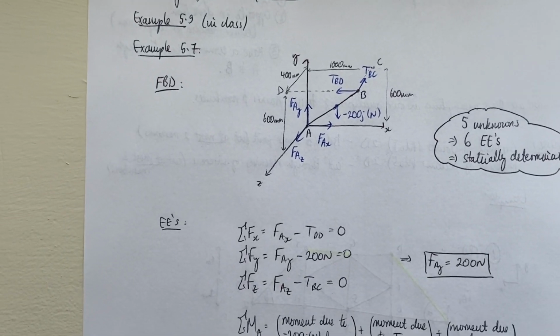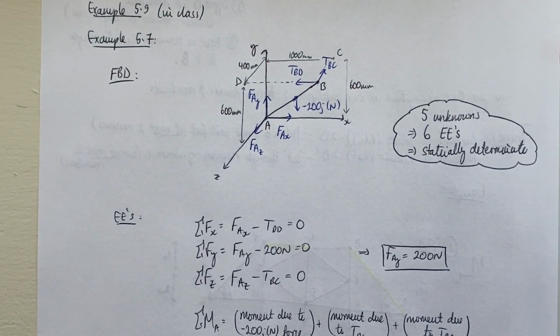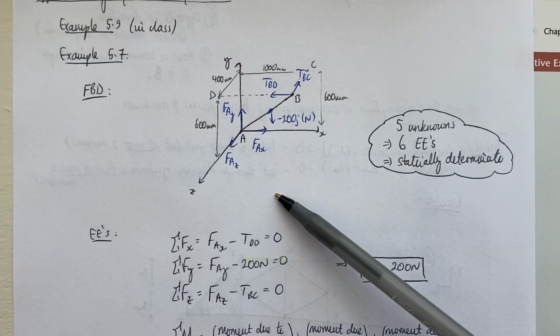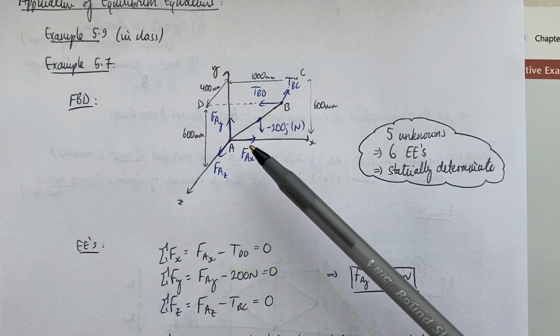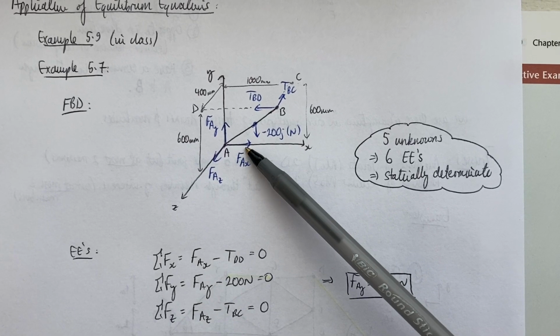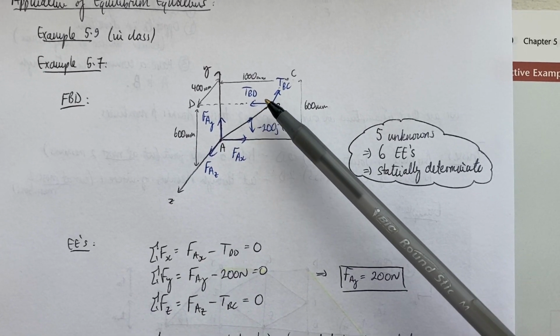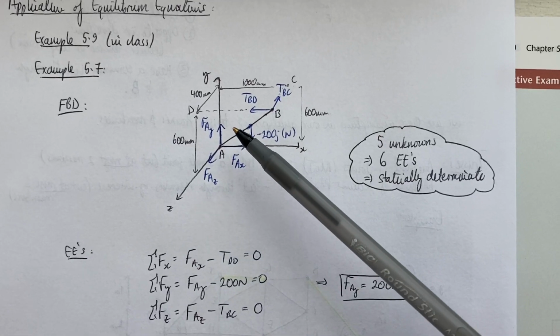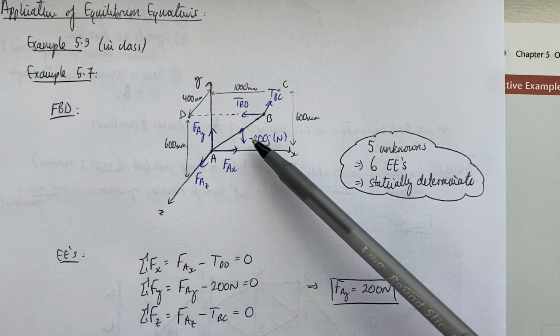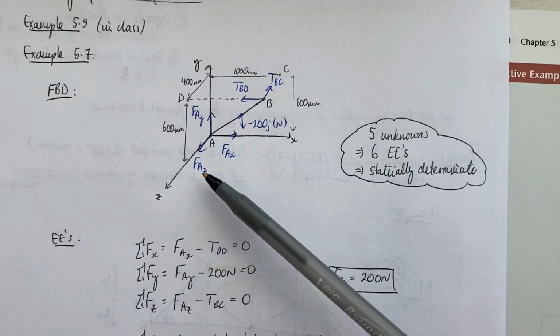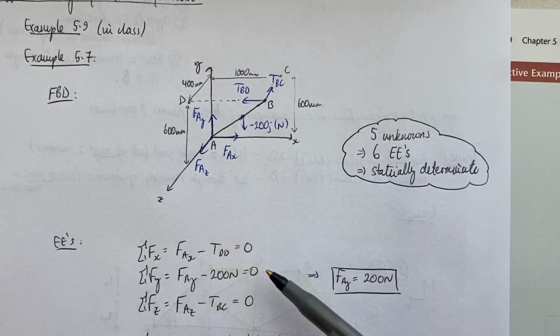So what I've done then is summed forces in the X, Y and Z directions. So in the X direction I just have positive this and negative this. In the Y direction I have positive this, negative this, and in the Z direction I have positive this and negative this.